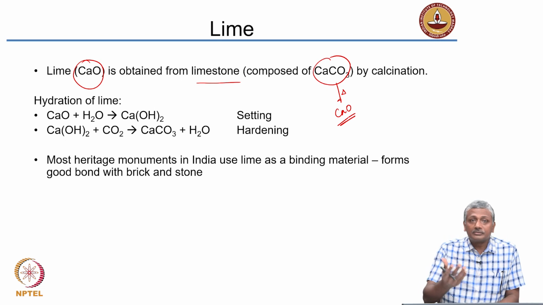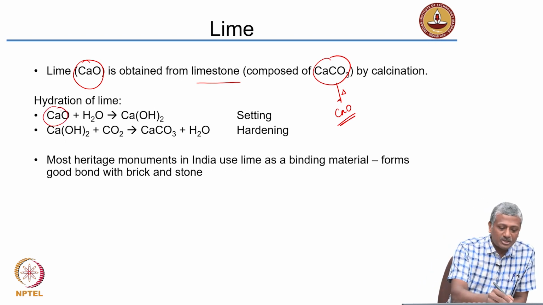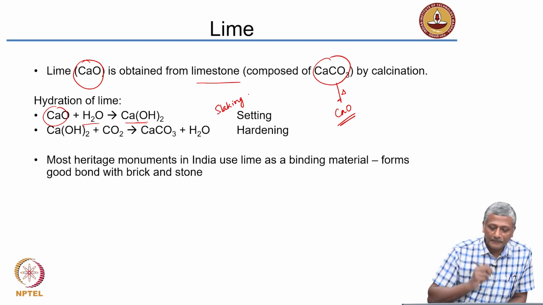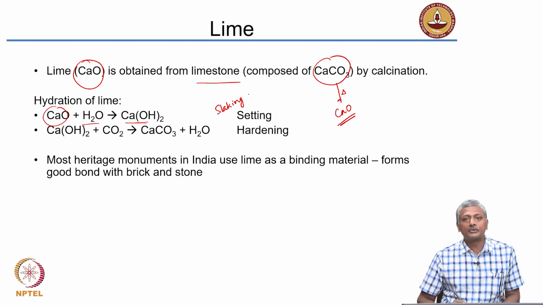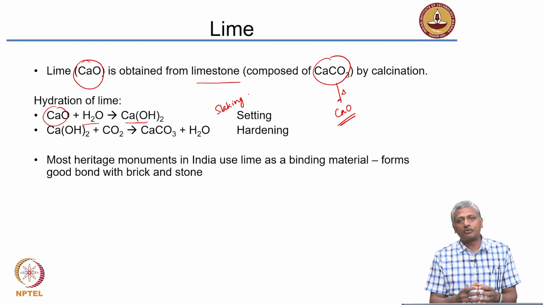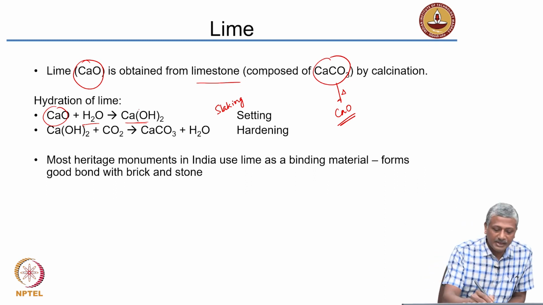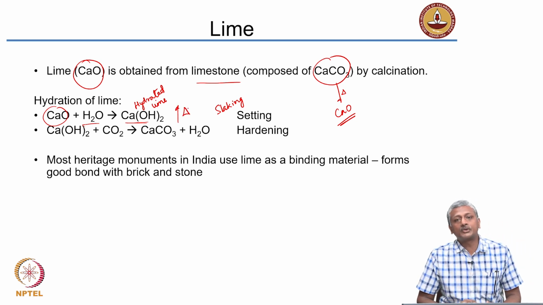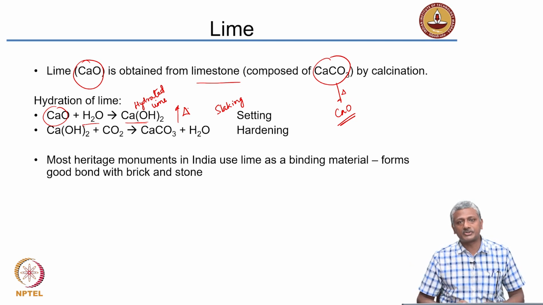Okay. So, what does this lime do? This calcium oxide reacts with water and forms calcium hydroxide. This process is called setting. We also know it as slaking, right? So, the combination of lime with water results in formation of hydrated lime. This calcium hydroxide is hydrated lime, and this reaction evolves a lot of heat. It is an exothermic reaction, a lot of heat is generated in this process.